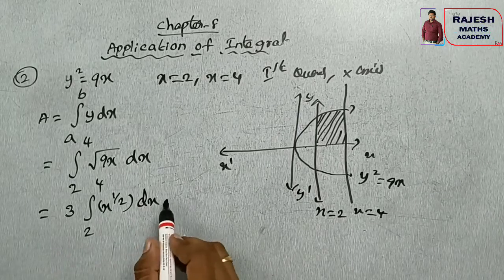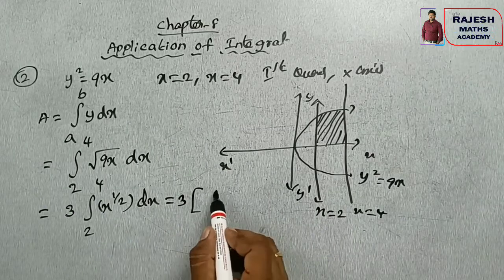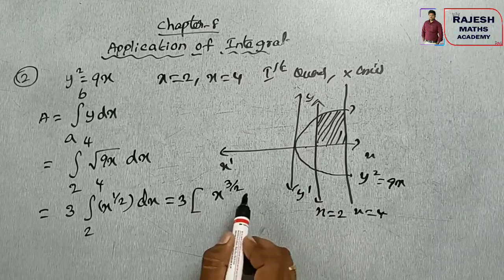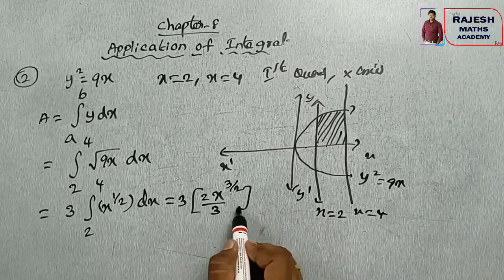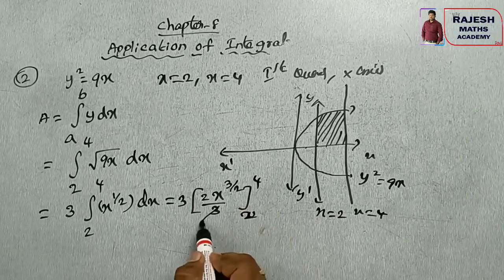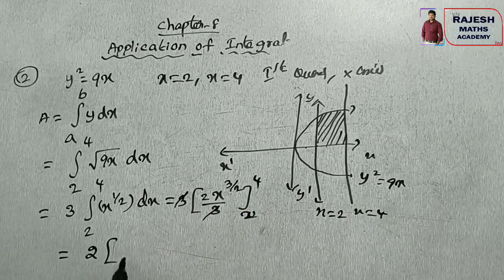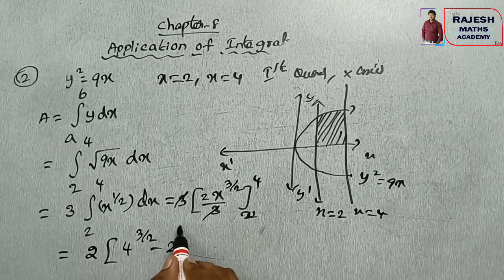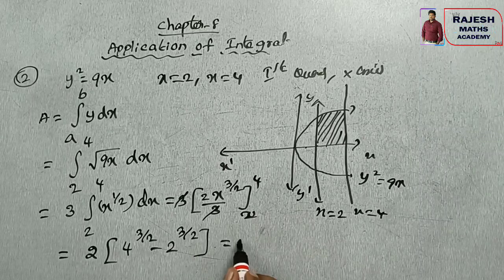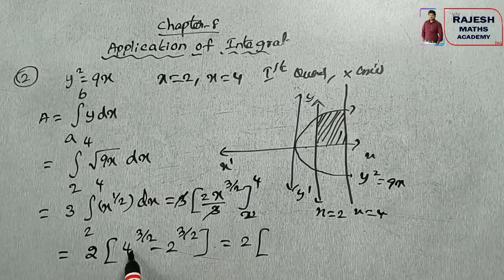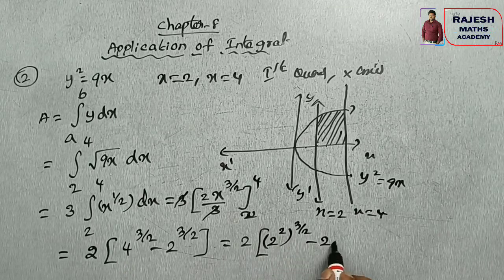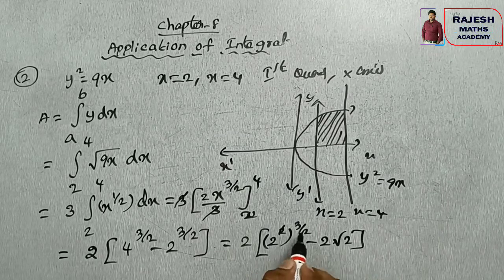The same problem we have already done. So 3 into, integrating x power 1 by 2 is x power 3 by 2 into 2 by 3. Limit is 2 to 4. So these 3 and 3 get cancelled, 2 will be outside. Now substituting the upper limit and lower limit: applying the upper limit, 4 power 3 by 2, minus 2 power 3 by 2. This can be written as 2 square power 3 by 2, which is 2 into root 2. So this square and 2 will cancel.